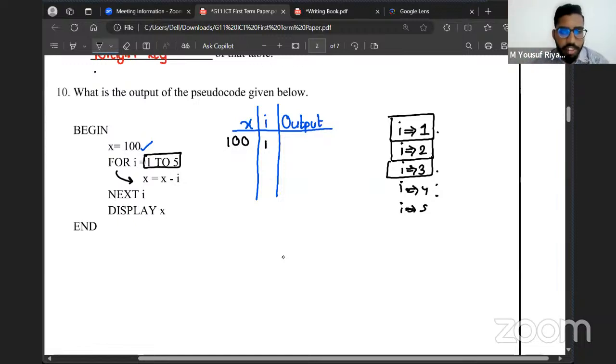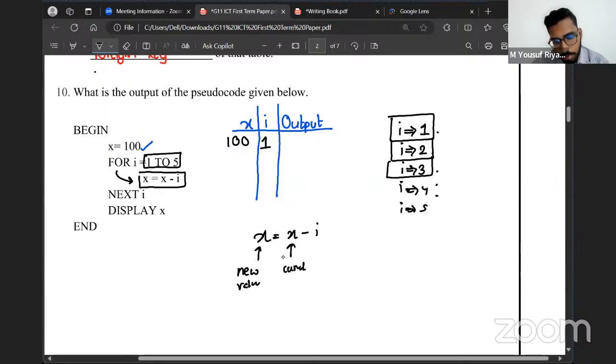So let's think, first of all, I is 1. By considering I as 1, if I execute this statement, x equals x minus I, what will be the updated value of x? When you take the statement x equals x minus I, what this means is the new value of x is going to be equal to the current value of x minus the current value of I. So based on this, tell me what will be the new value of x? Exactly. The current value of x is 100. The current value of I is 1. So 100 minus 1 is going to give you 99. So I wrote here 99.